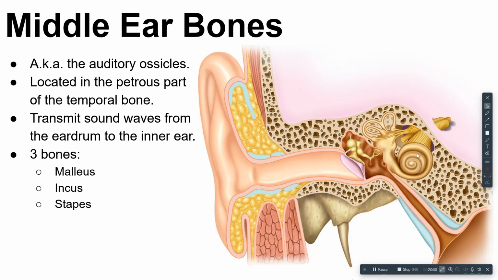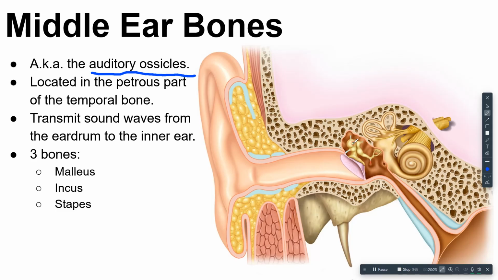Let's quickly go through 6 more bones called the middle ear bones. They are also called the auditory ossicles. Auditory because they're involved in hearing. Ossicles because they are little bones and they're ever so small.